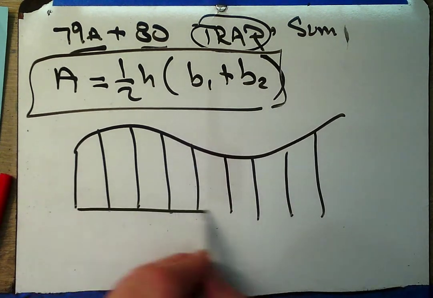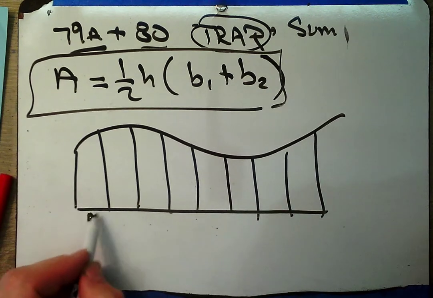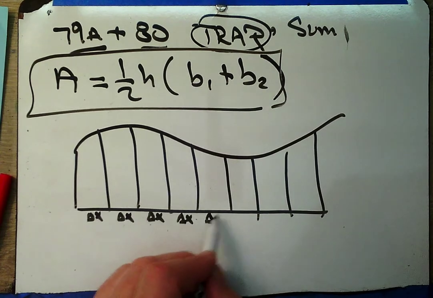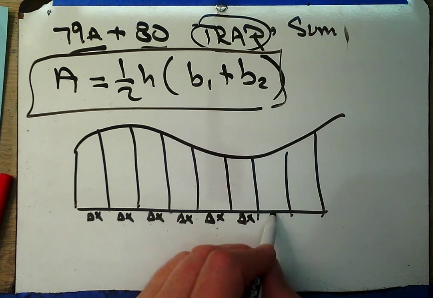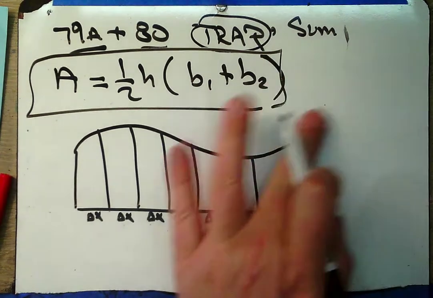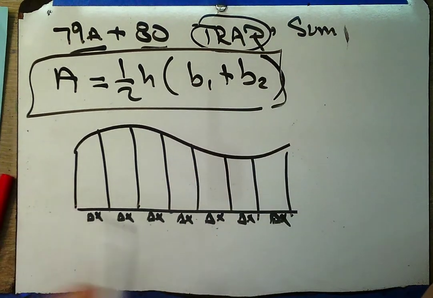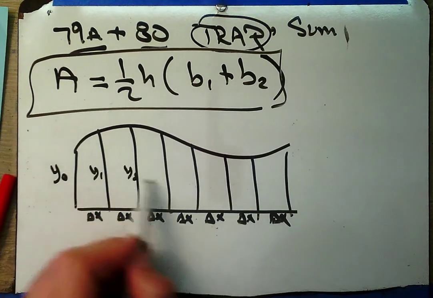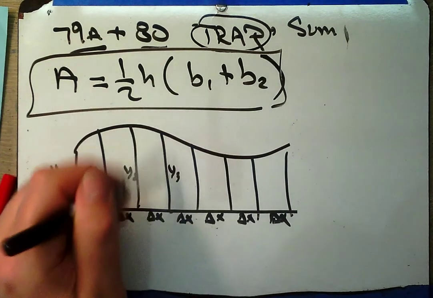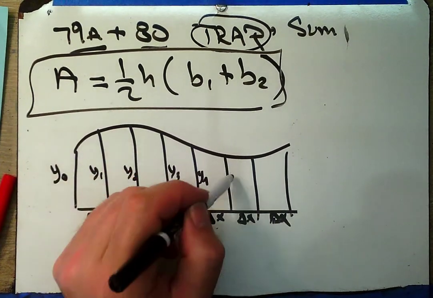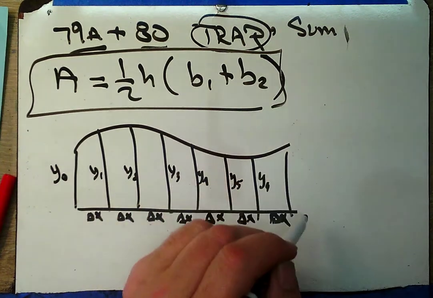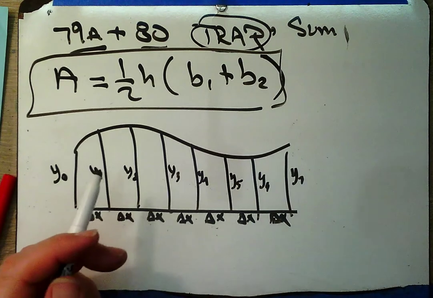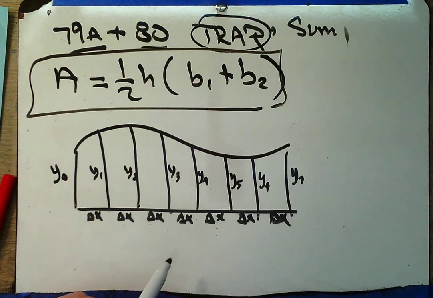I'm using a consistent subinterval width, so I'm going to call this delta x, delta x, delta x, delta x, delta x, delta x, delta x, and I've grown weary, so I'm going to throw that one away. You can't do that. This is going to be y sub 0, y sub 1, y sub 2, y sub 3, right? This height, this y value, y sub 4, y sub 5, y sub 6, and y sub 7. Okay. So I want to figure out what the trapezoid sum would be here.